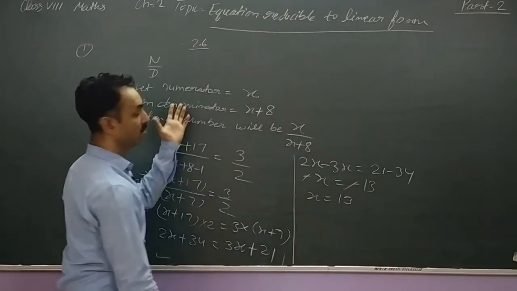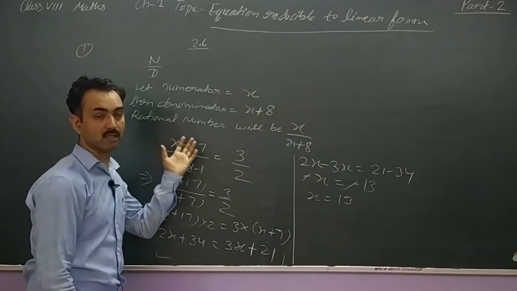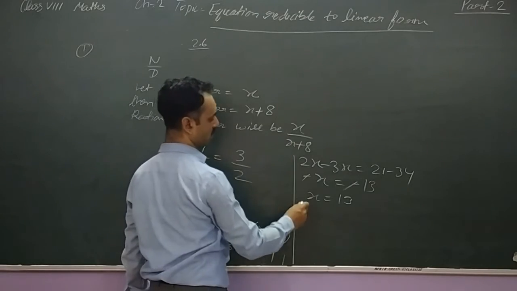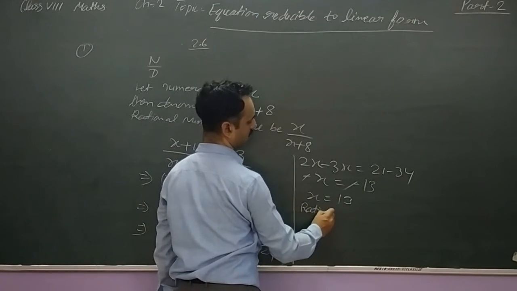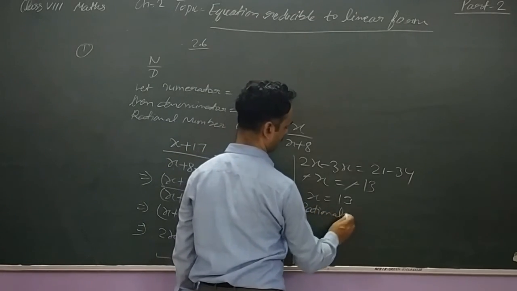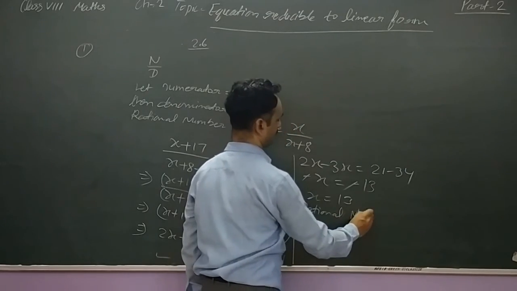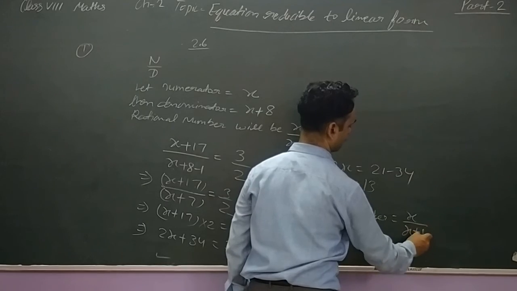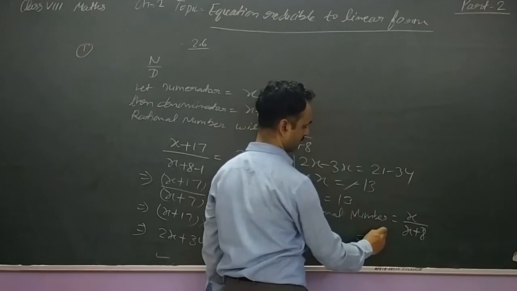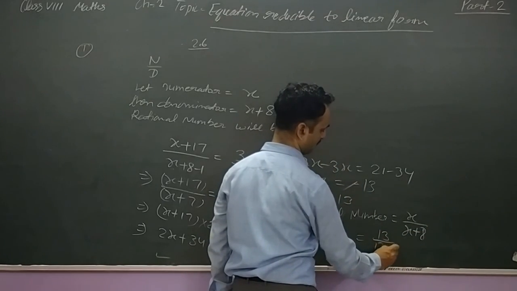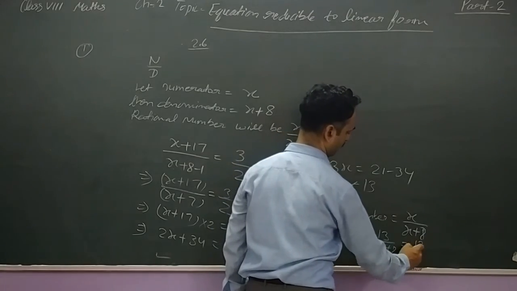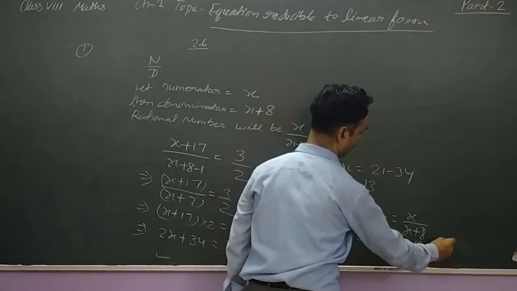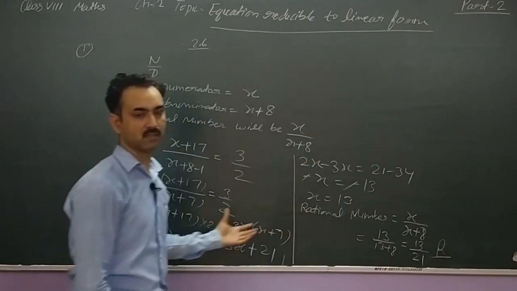Now we will find the particular rational number. So the rational number is x upon x plus 8. So put the value of x, 13 upon 13 plus 8. So 13 upon 21. So this is the answer.